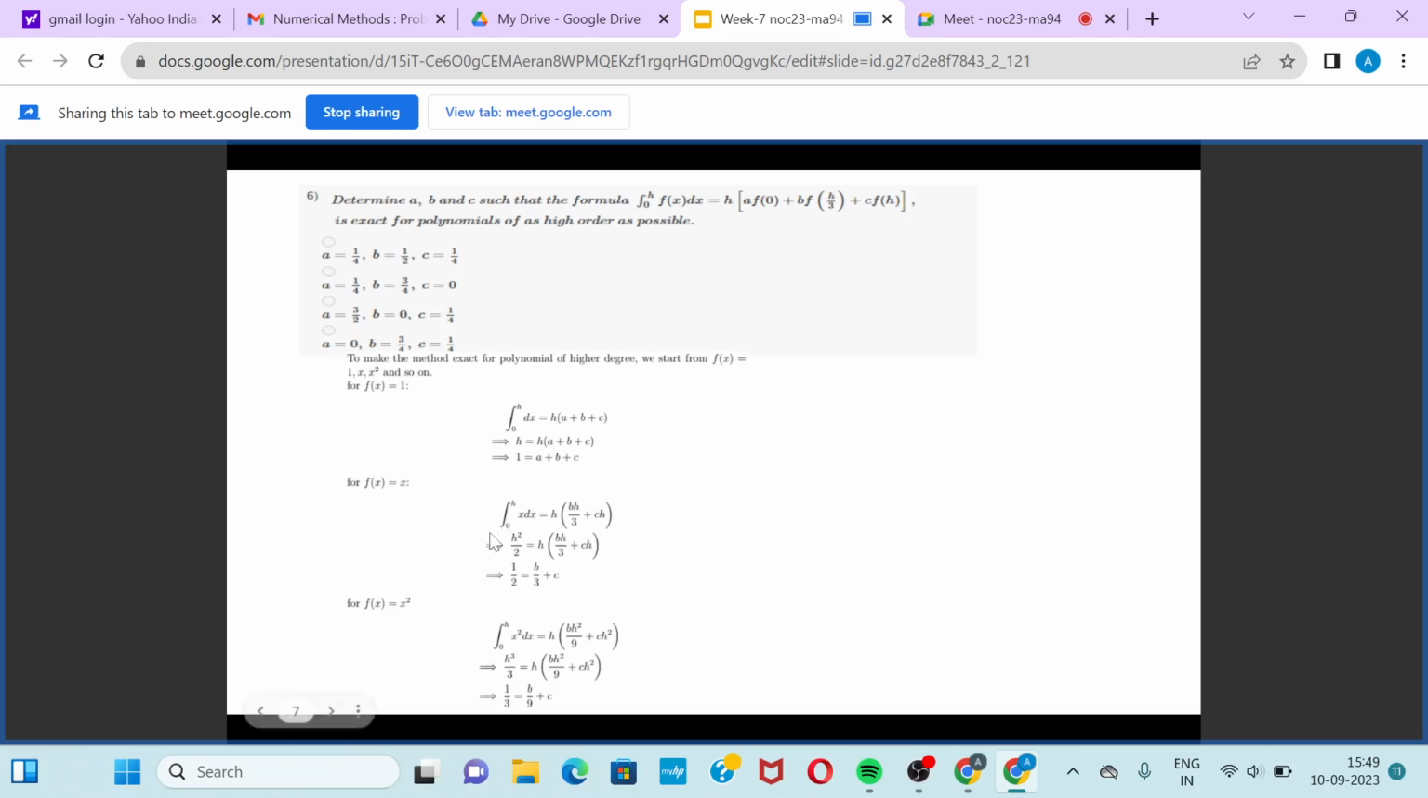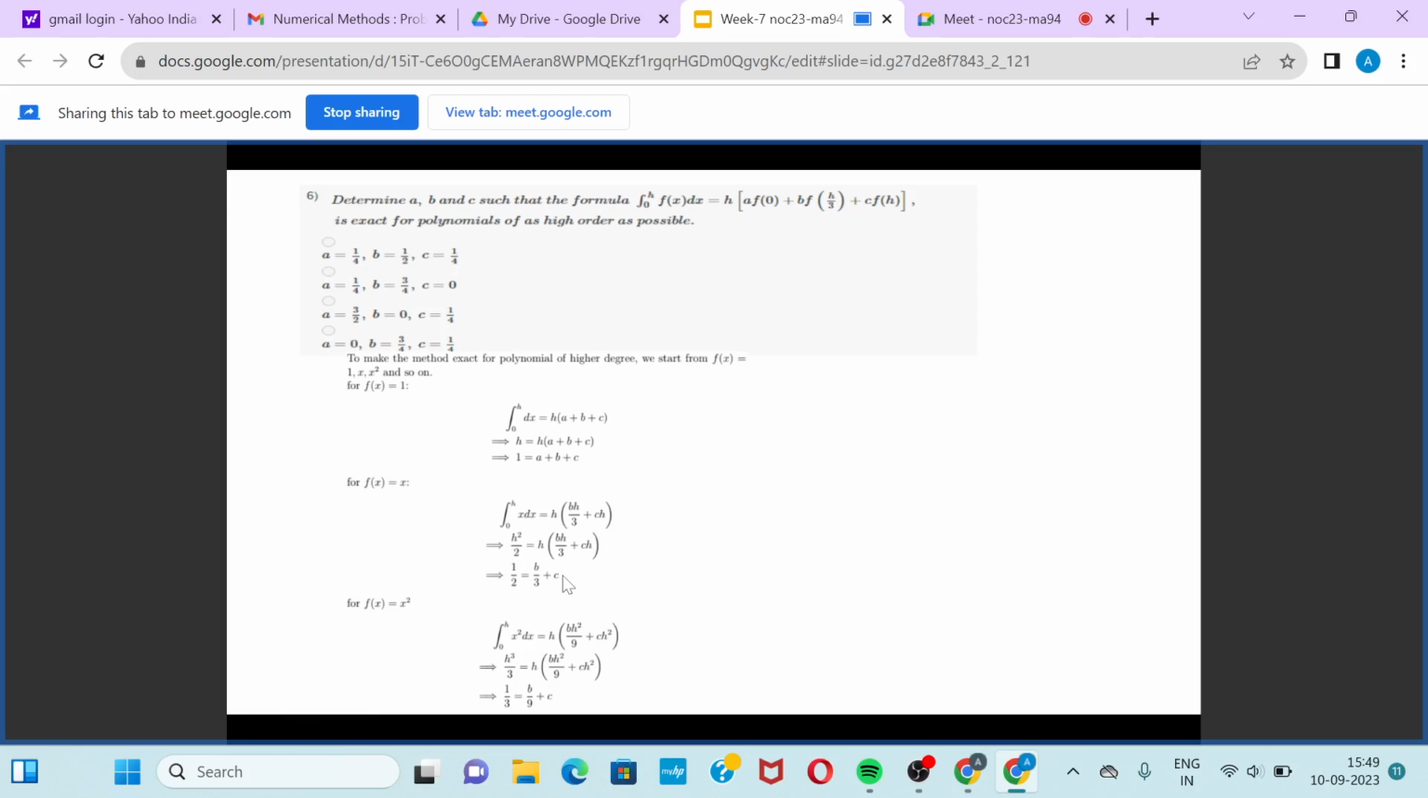Now here this integral will give you h square by 2, right? This will be equal to h times this. So on solving it, you will get half equals b by 3 plus c. Correct? Are you getting till here?